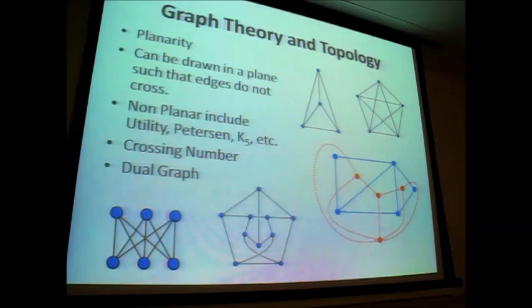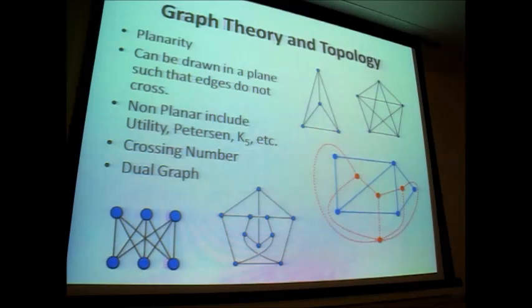You cannot draw this graph in a plane, nor can you draw the utility graph in a plane. If you draw a graph in a plane with the minimum number of crossings, this is the Petersen graph drawn that way, and it has what's known as a crossing number of 2, because that's the minimum. You can't draw it with fewer crossings than 2. You can draw it with more, but not with less.